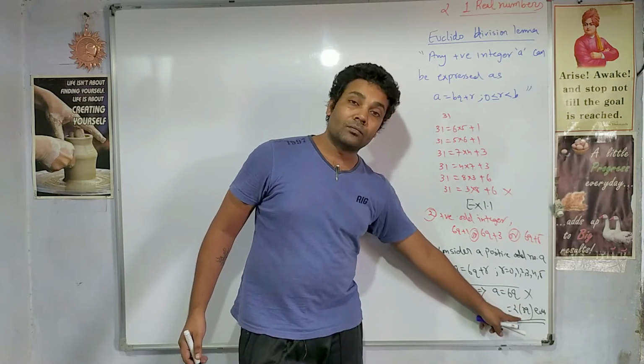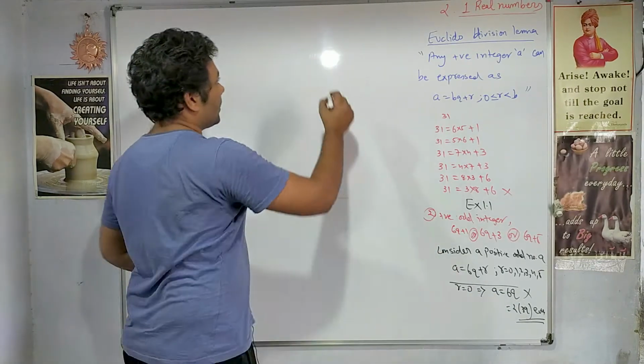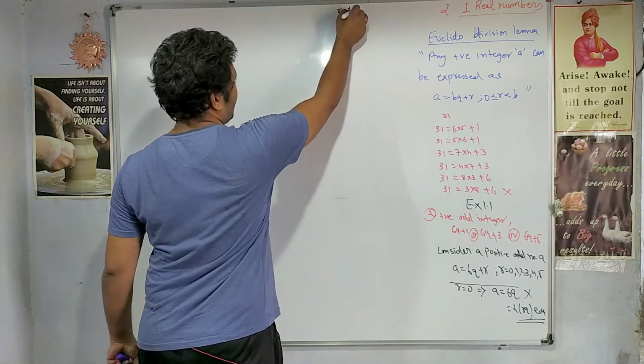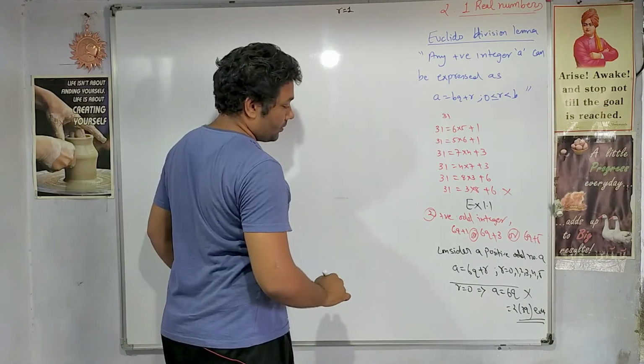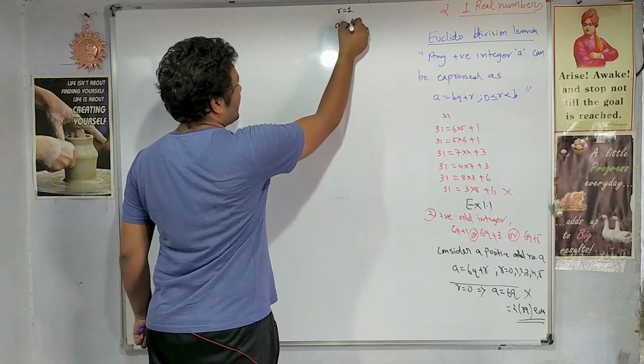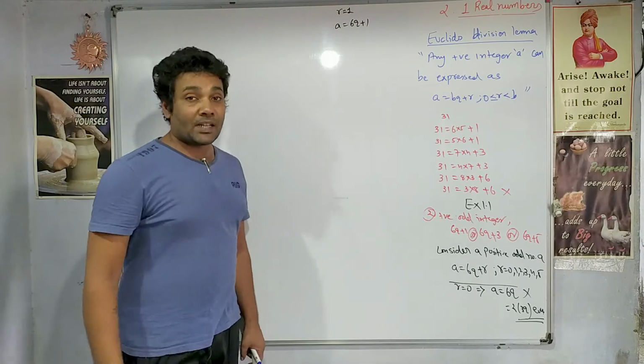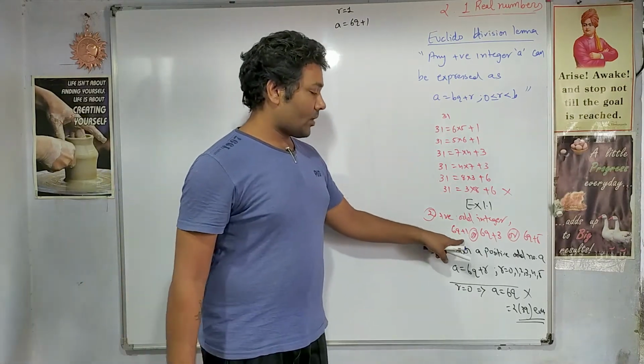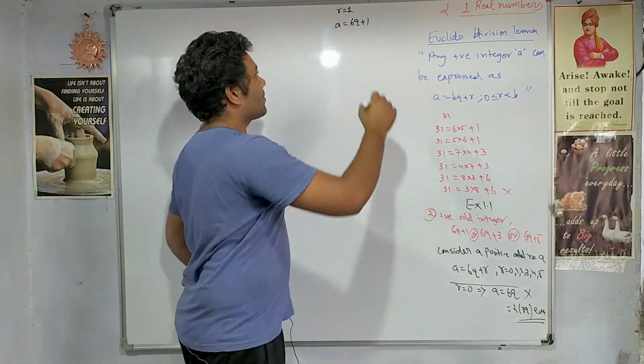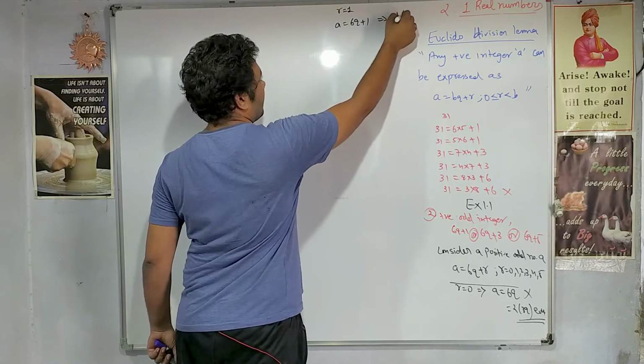We have proved that. Now if we take r equal to 1, a will be 6q + 1. Does this represent an odd number? Yes, it is given in the question that it represents an odd number, so this is odd.